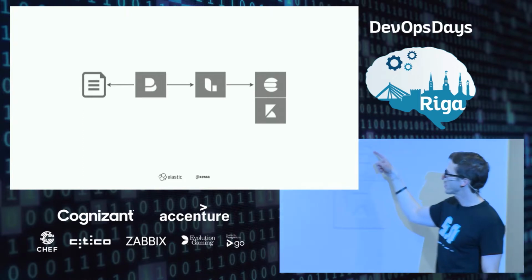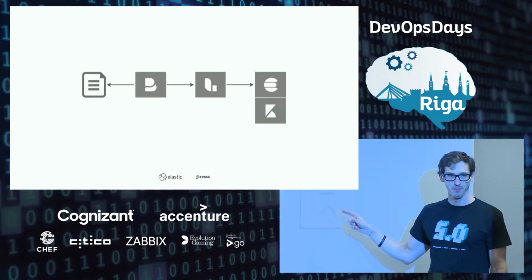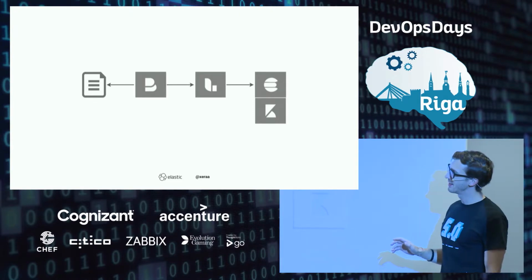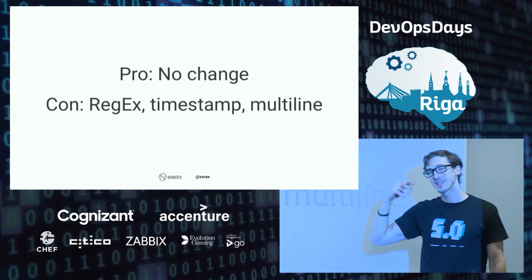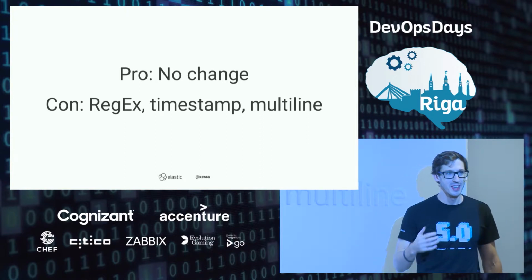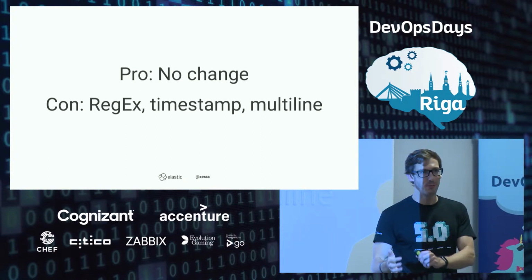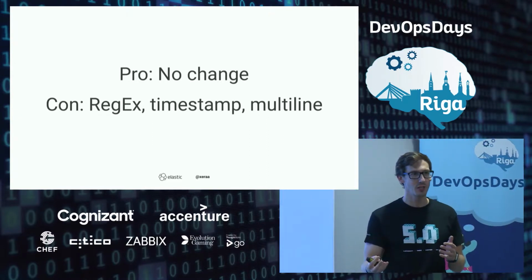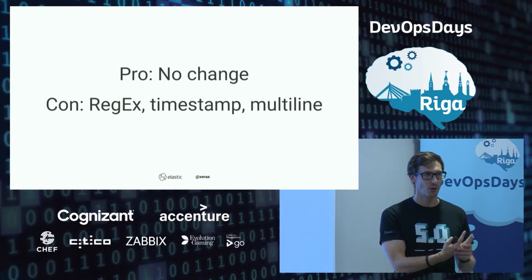Then we store it in Elasticsearch, and Kibana can visualize that. Sounds simple enough, right? The problem is, or let's start with the good part. The good part is, whatever you've been doing before, you can keep doing, because pretty much everybody started off with regular log lines. You can just keep using them. You don't need to change anything in your application.